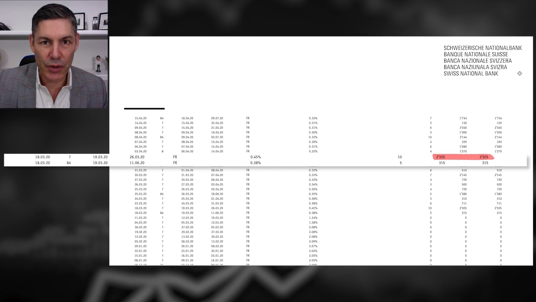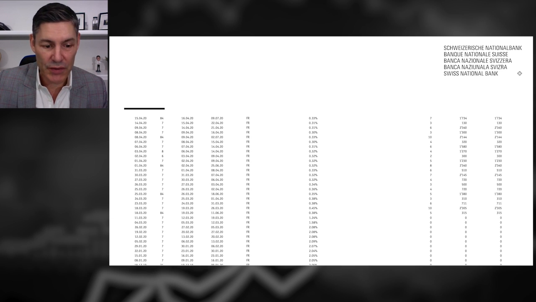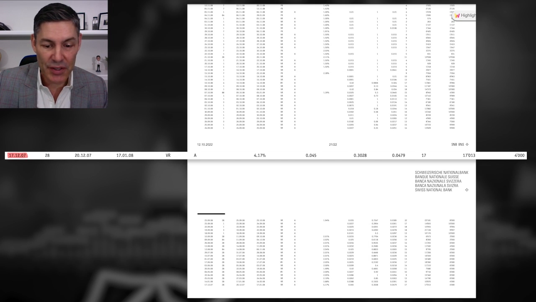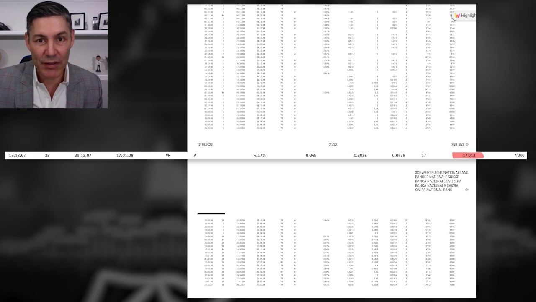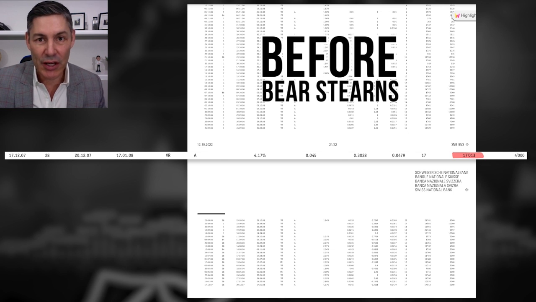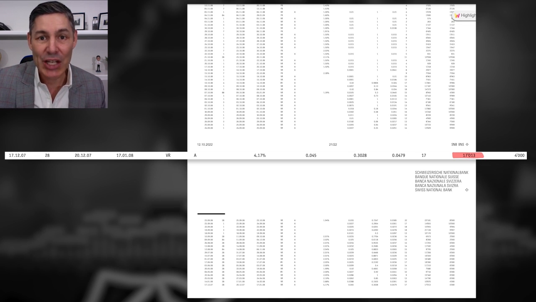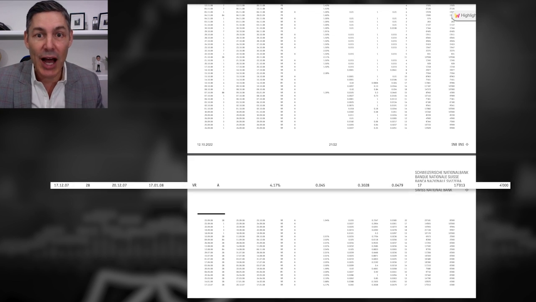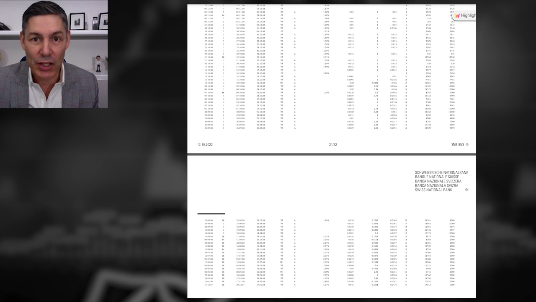And lastly, let's go to the GFC. In fact, let's go before the GFC to December of 2007. And you can see these swap lines were utilized to a significant degree. The first transaction we've got, $17 billion. And again, I want to point out, this is before Lehman Brothers. This is before Bear Stearns. This is still in 2007. So if you were paying attention to these data back prior to the GFC, you would have known. You would have seen the canary in the coal mine, just like I'm trying to point out the canary in the coal mine to you today.